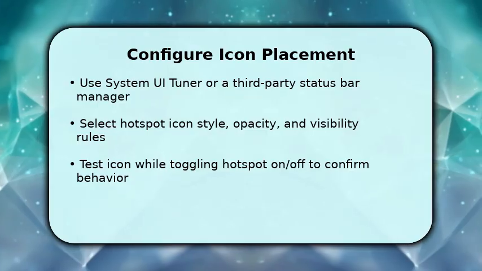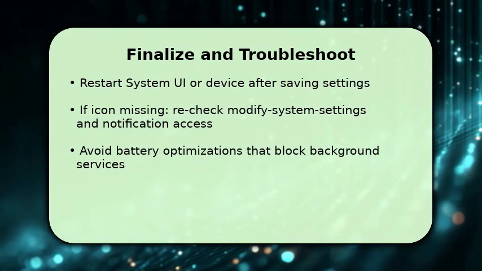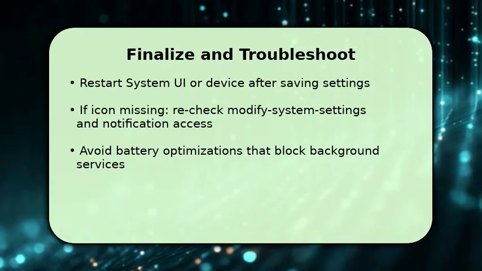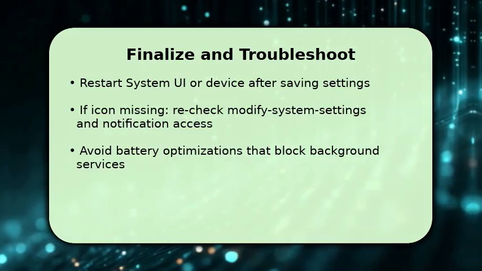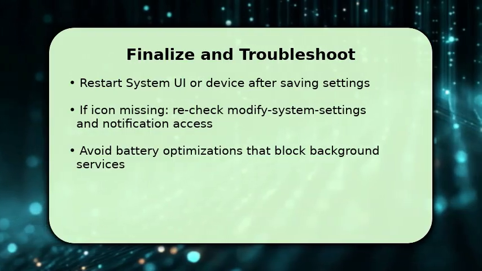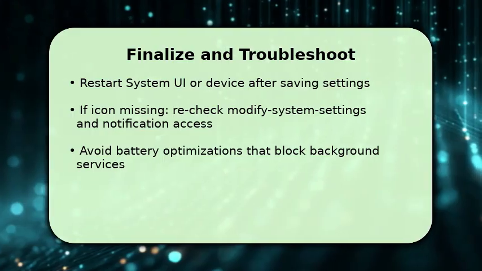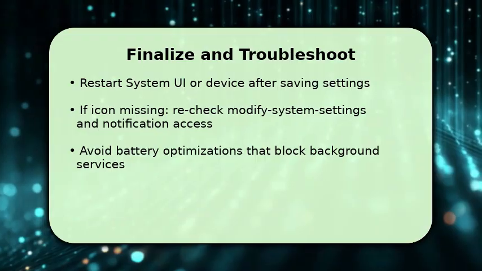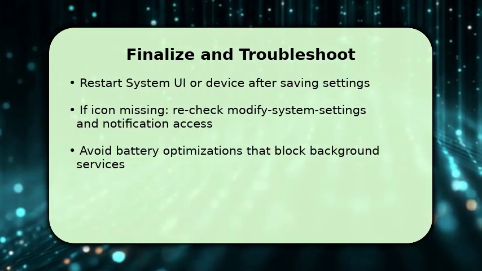To finalize, save settings and restart system UI or reboot your device so the status bar updates reliably. Confirm the hotspot icon appears only when you share data and test with a client device connected. If the icon still fails to appear, recheck modify system settings and notification access for the managing app, then disable battery optimization for that app.